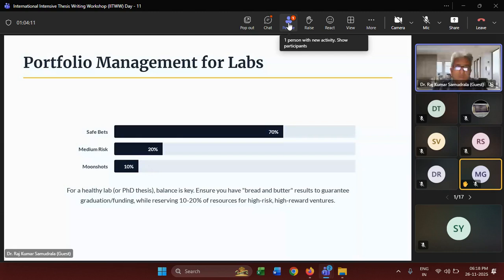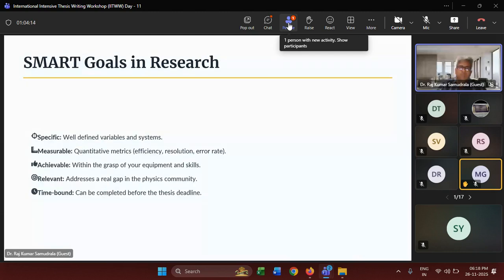And also smart goals. Smart goals are essential in research for optimizing the research objectives. Those are specific, measurable, achievable, relevant, and time bound. These parameters are really essential for any research objective. Well-defined variables and systems are required.